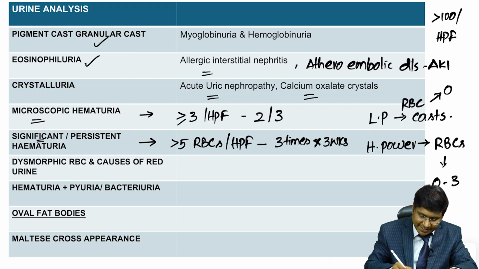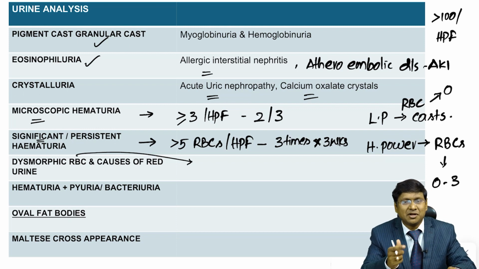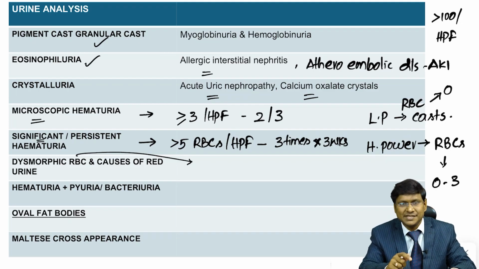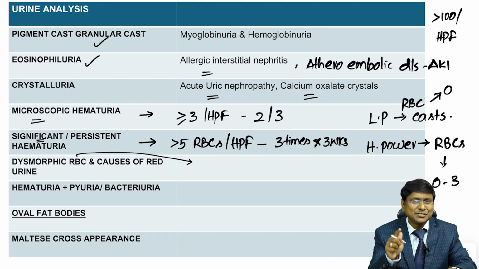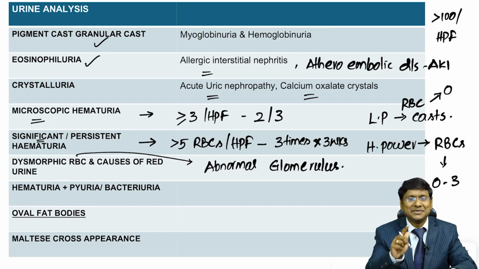Then coming to the dysmorphic RBC. Dysmorphic RBCs are RBCs that have an odd shape. The normal shape of the RBC is biconcave. Dysmorphic RBCs are odd shaped RBCs, and that is due to passage of the RBCs through an abnormal glomerulus. That means dysmorphic RBCs tell you that there is abnormal glomerular structure, and they tell you it's a glomerular bleed.